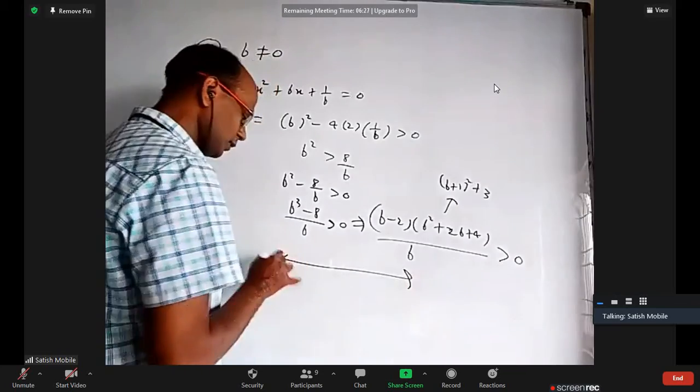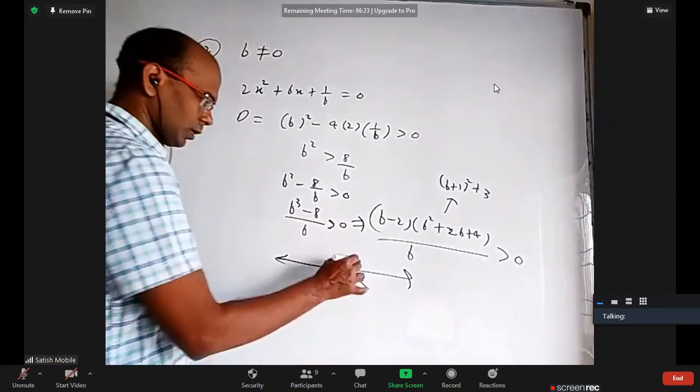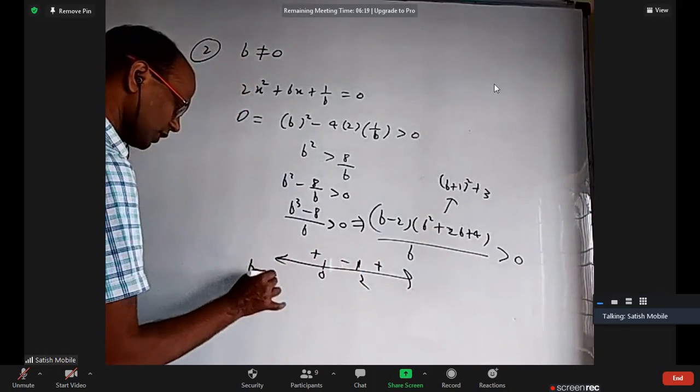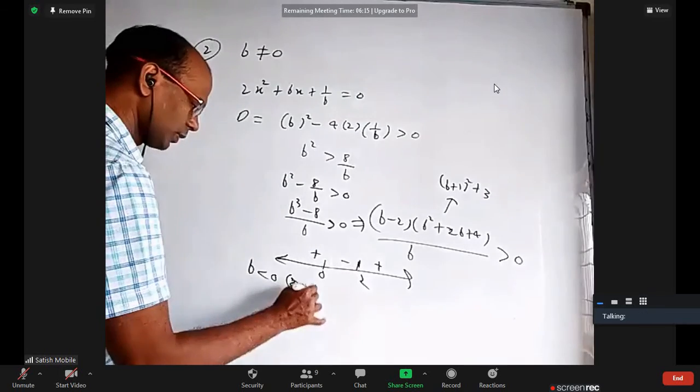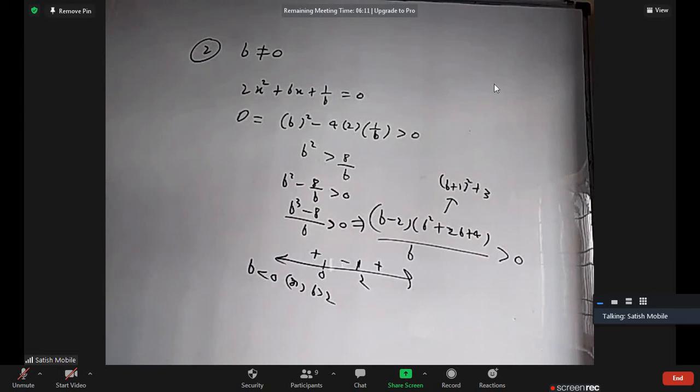If I take a number line with 0 and 2, after 2 it is positive, then negative, positive. So you get either b less than 0 or b greater than 2. Okay. Now they give different options.